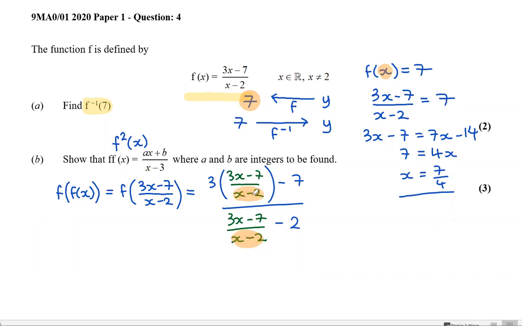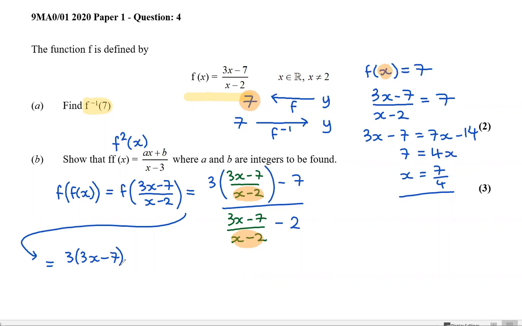top and bottom. I need to clear that fraction. Because I have the same denominator in the numerator and in the denominator, it's a fraction within a fraction. If I times everything by x minus 2, that denominator will clear and I won't have a fraction inside a fraction anymore. So we do this. I'm going to just drag my working out down over here now. So we're going to have 3 lots of 3x subtract 7.